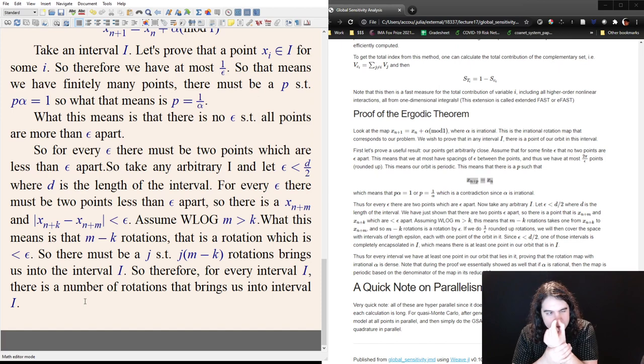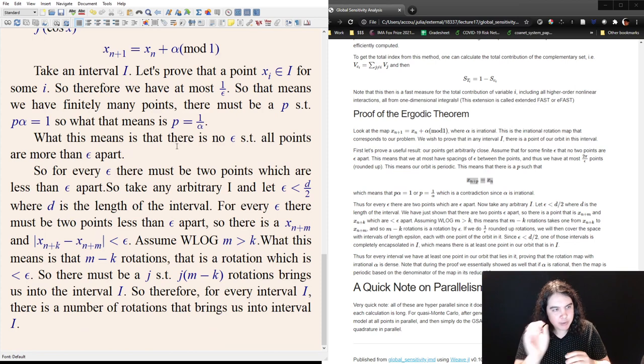So it doesn't matter what interval you choose or how small of an interval on 0 to 1 you choose, there is a point in the future. So if alpha is irrational, there is a point in the future such that x sub k is inside of that interval. It doesn't matter what interval you choose, right? So that's what we've proven now.